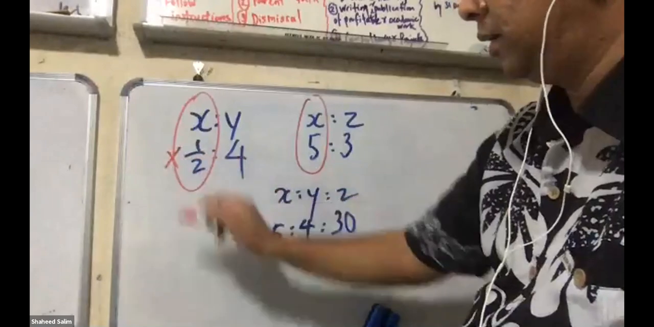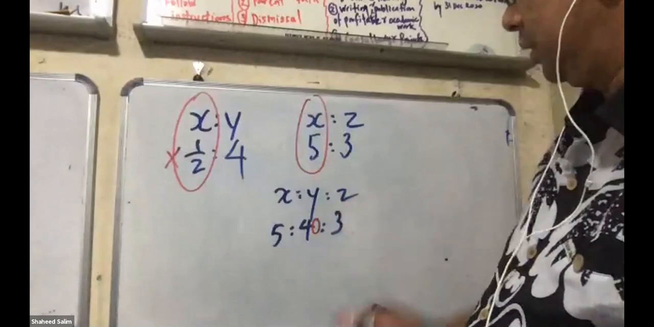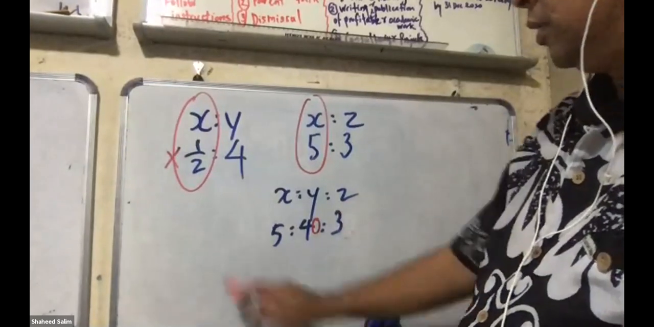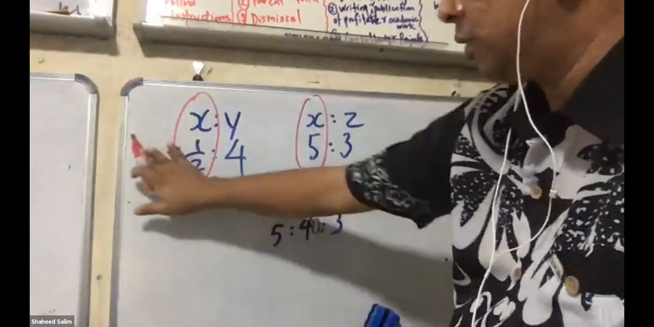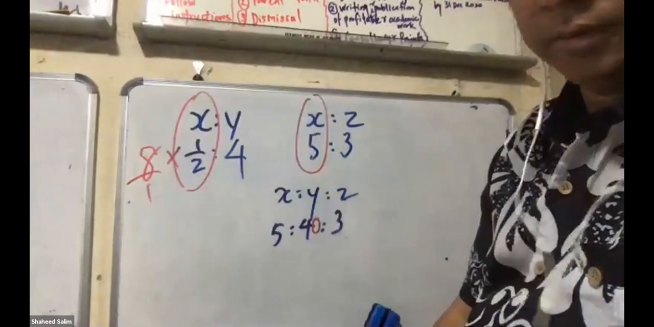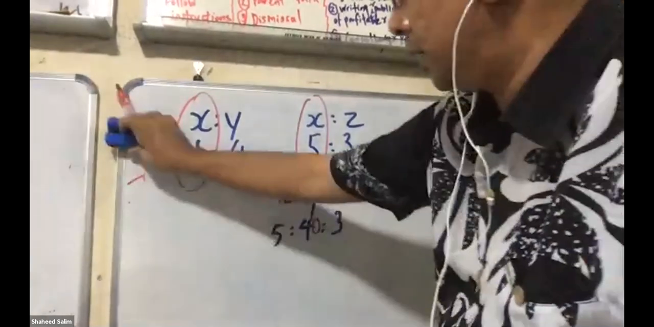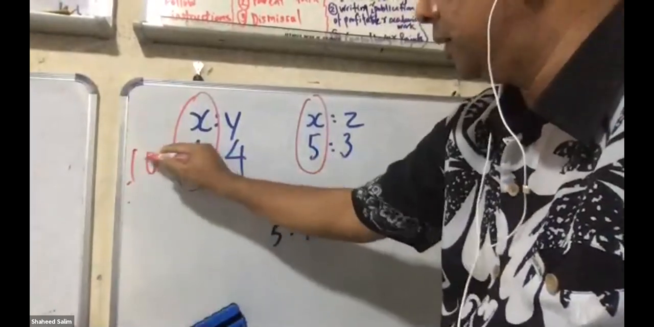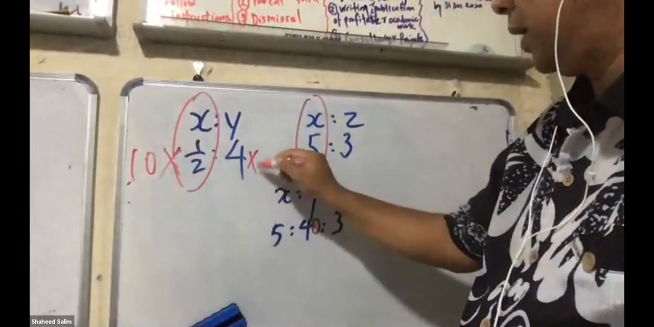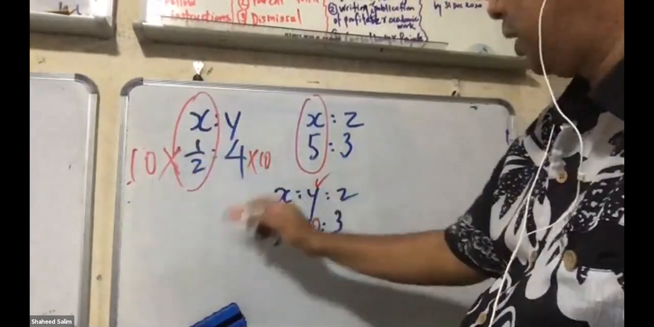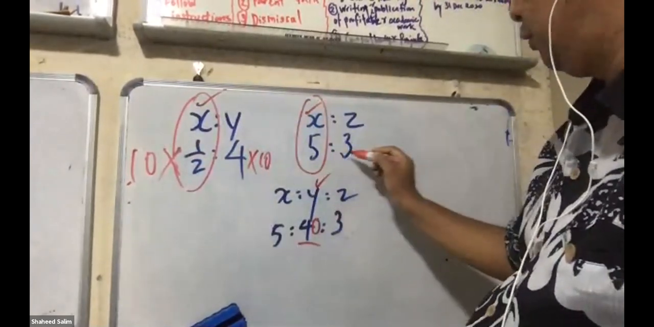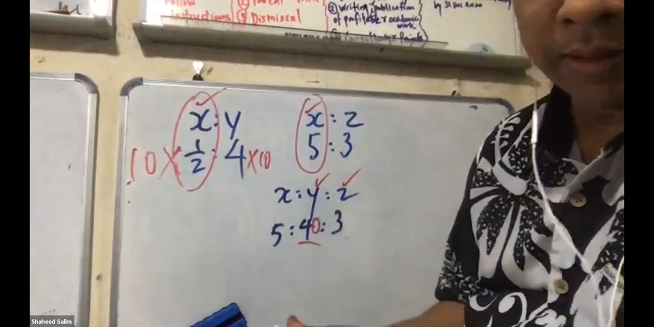Times by what? 5 is to 40 is to 3. Okay, let's see. You times this by 10, is it? What do you times? 8. 10. 8 times half. 10 or 8? 10. Yeah. Okay. My mistake. Sorry. 10. So you times by 10. So y becomes 40, correct? X becomes 5. Both are 5, correct? This is already 3, so you just leave it as 3. Well done. One more time.